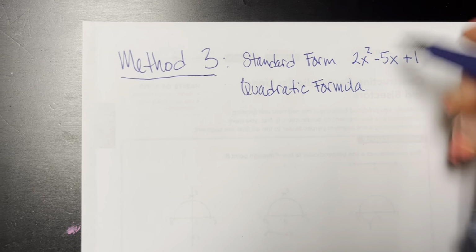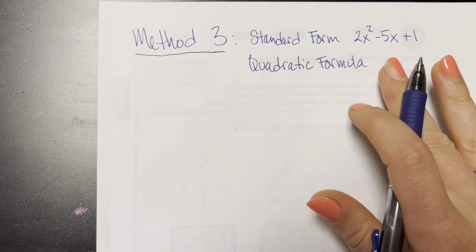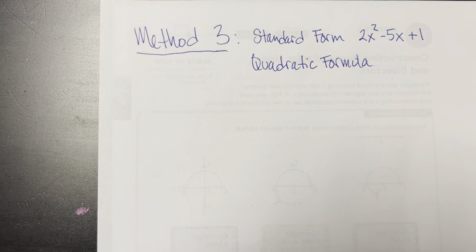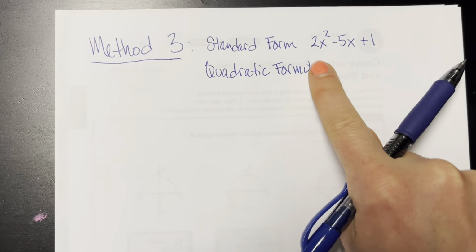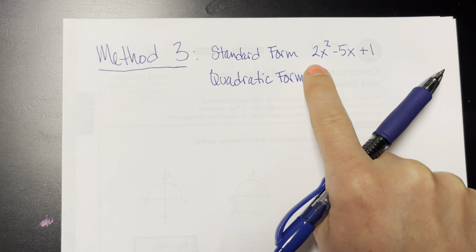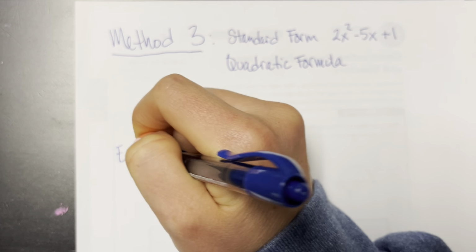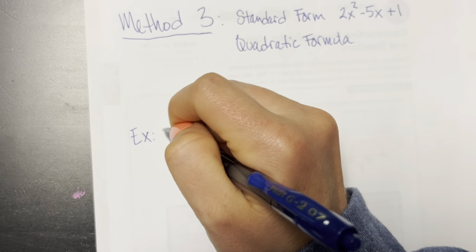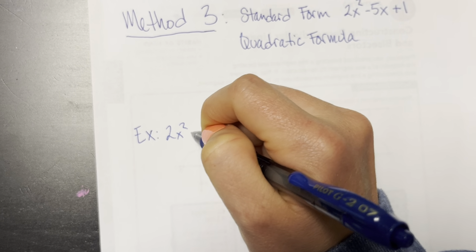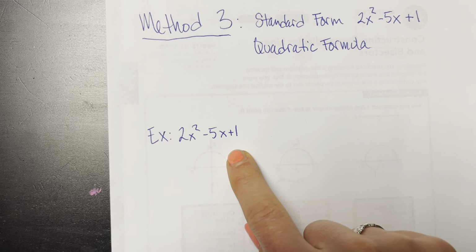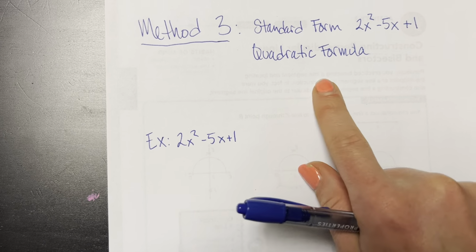So the quadratic formula is just a formula that you plug A, B, and C into. First, to do the quadratic formula, we need to identify A, B, and C. Our example would be 2x squared minus 5x plus 1. Our example, we can do after I write the quadratic formula for you.